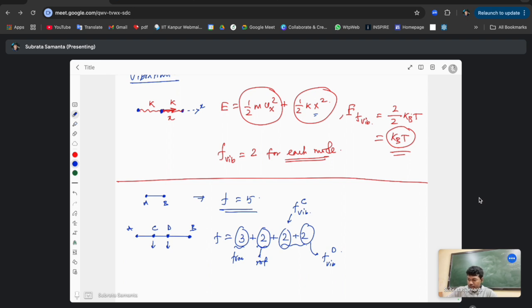So in this case the total degree of freedom is basically 9, right? Only the middle one can vibrate independently.